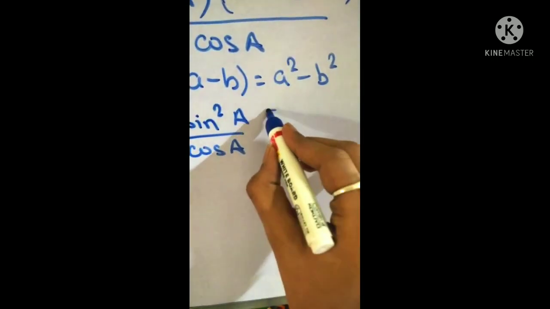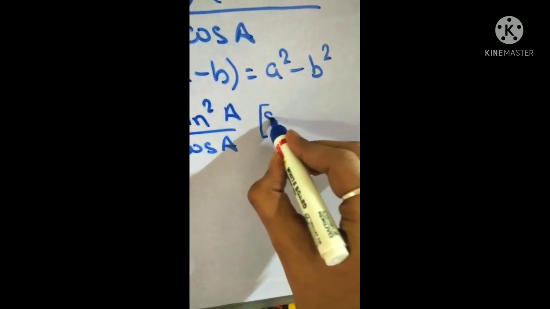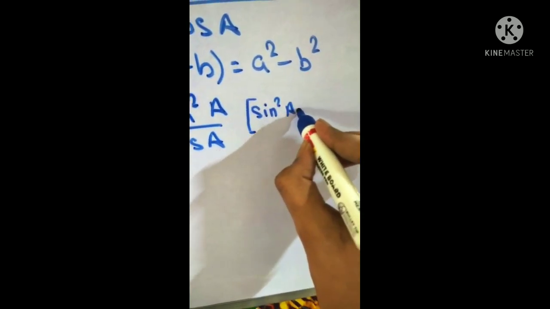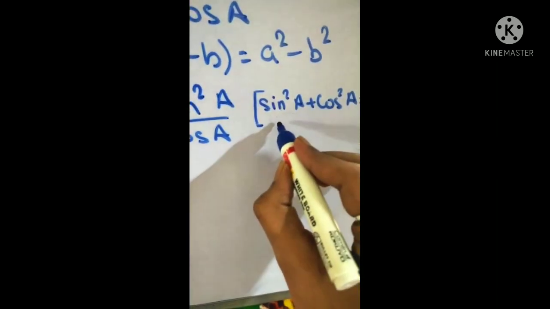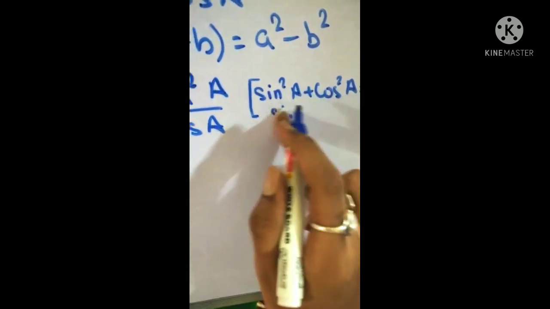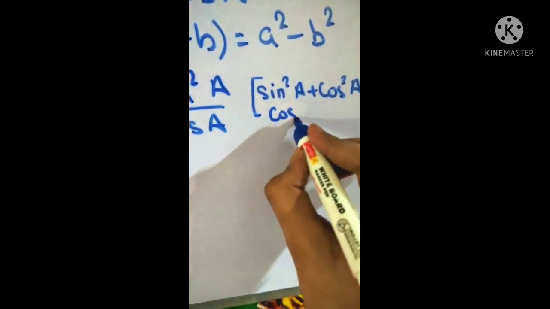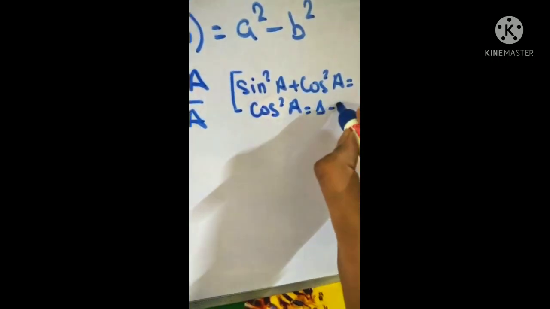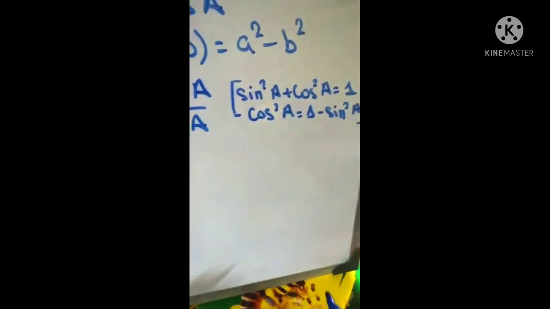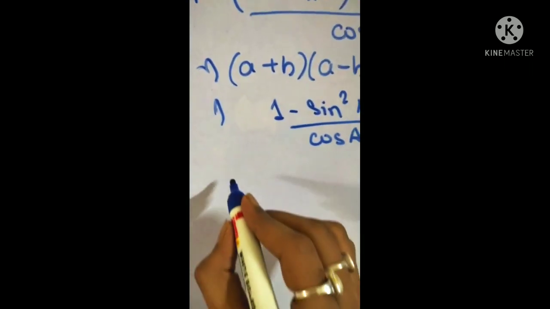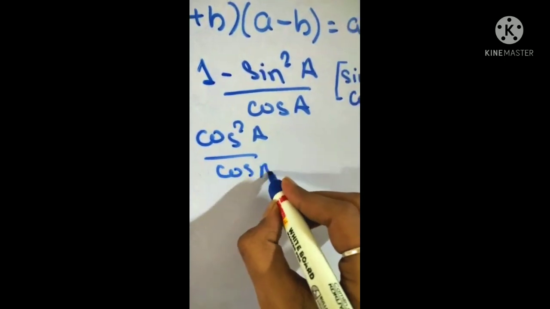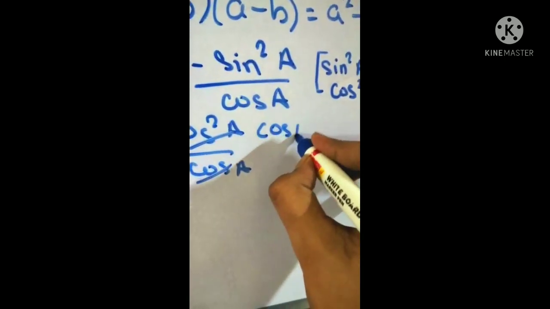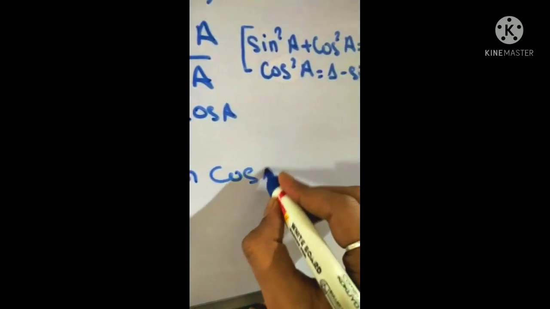Now see, we know that sin square a plus cos square a is equal to 1. Therefore cos square a is equal to 1 minus sin square a. Very simple. So in place of 1 minus sin square a, I can write cos square a. That is why I am writing here cos square a by cos a. So if I cancel here, you will get cos a. So our answer is cos a. This one is our answer.